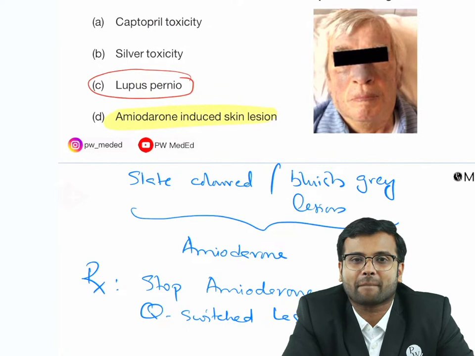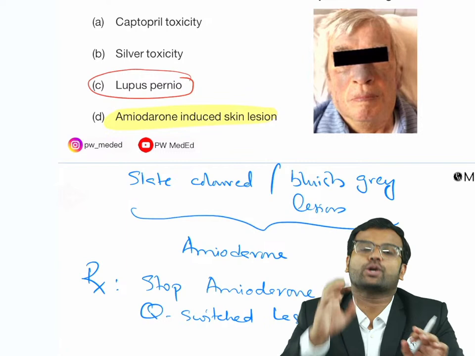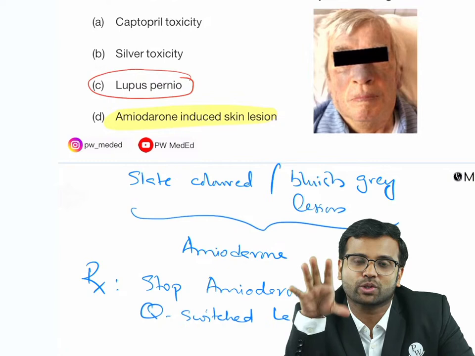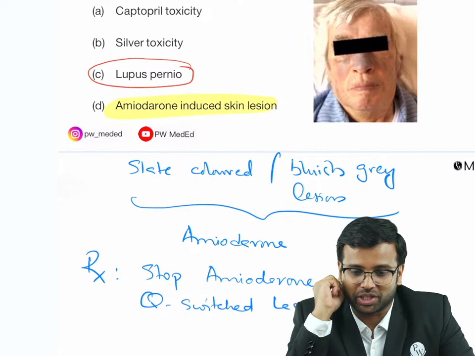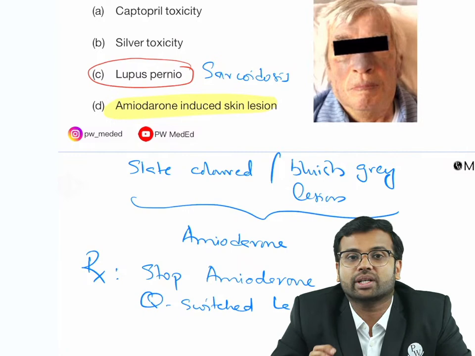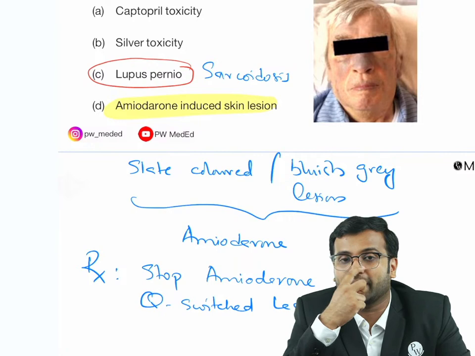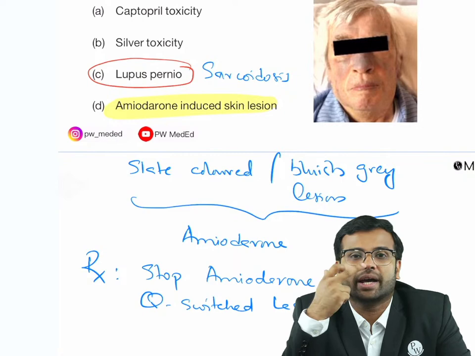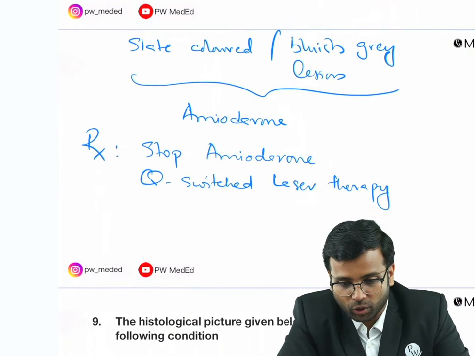So lupus pernio is something that is related to the skin. Also, it can be seen over the nose in a violaceous color. Now, what is it most commonly associated with? So this is most commonly associated with sarcoidosis. So this is the most characteristic skin lesion that you can see in association with sarcoidosis. Okay, and again the patient can complain of an erythematous or a violaceous kind of a rash over the face, especially over the nose. And this is called as lupus pernio. Lupus pernio.